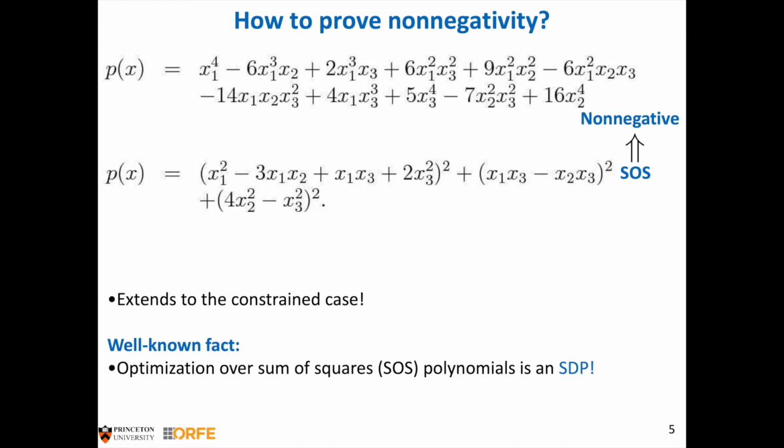It turns out two things. First of all, this extends to the constraint case. Here I wanted to prove that p is positive everywhere. You can also use a modification of this to prove that p is positive on a certain subset of R^n, as long as that subset is defined by polynomial inequalities. If you're interested, I can tell you how that works. But the second nice thing is that the way this decomposition was found is not by hand, it's completely automated. You can solve a semidefinite program, and the solution to that will give you this SOS decomposition.